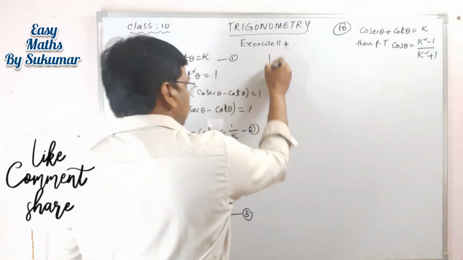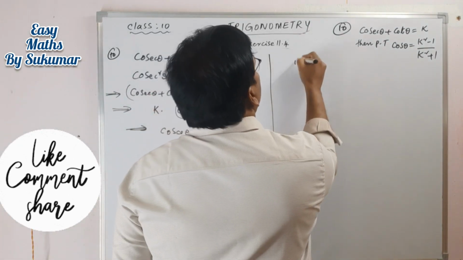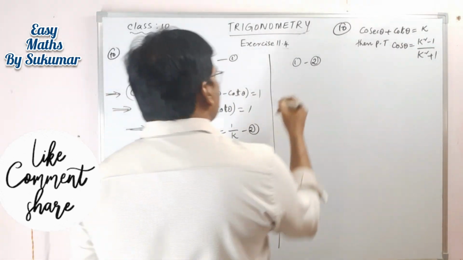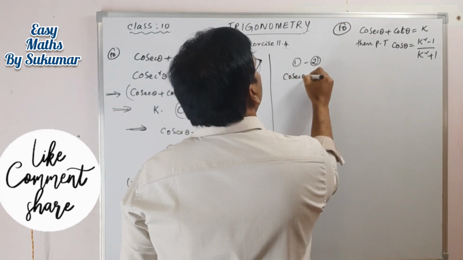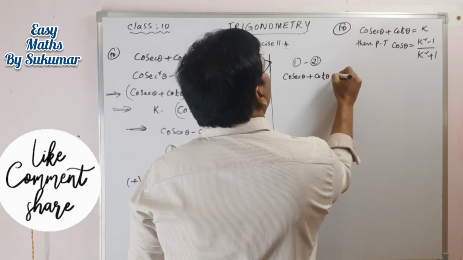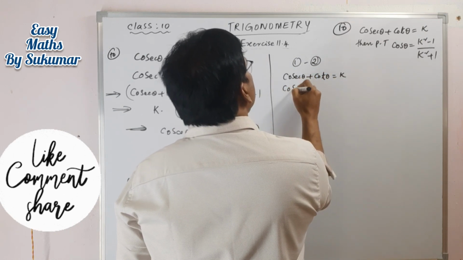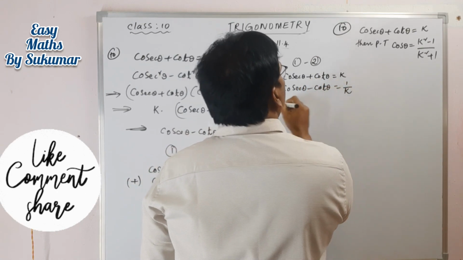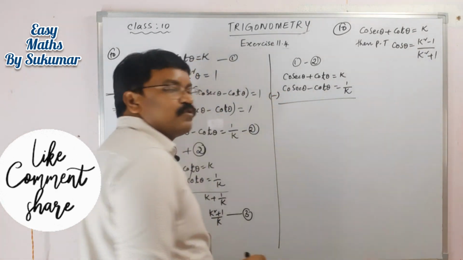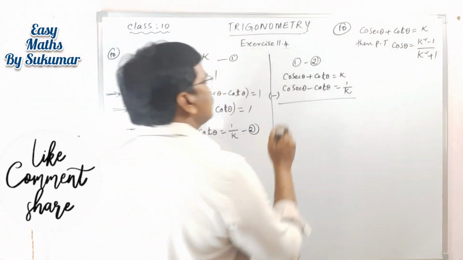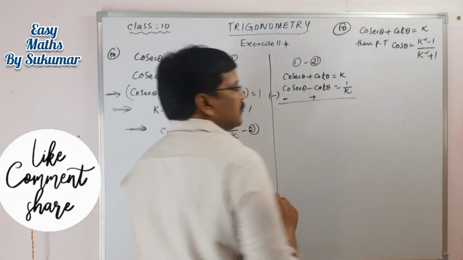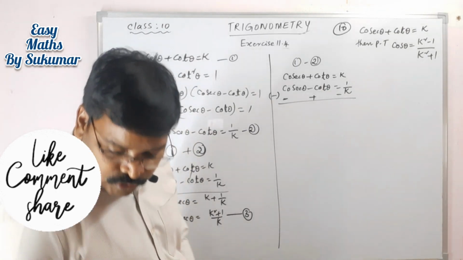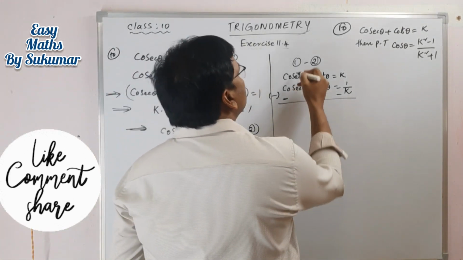Now here, as I told you, we subtract 2 from 1. Equation 1 is cosecant theta plus cot theta is equal to k, and here cosecant theta minus cot theta is equal to 1 by k. Now we are subtracting equation 2 from equation 1. Here minus, here plus, here also minus. The signs will be changed, you know, my dear students. So now these two are cancelled.